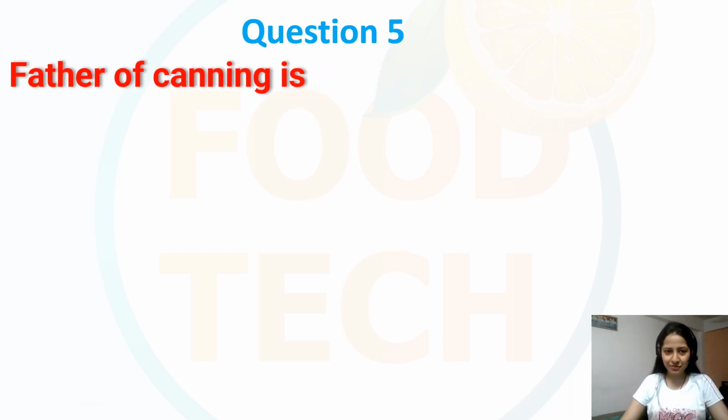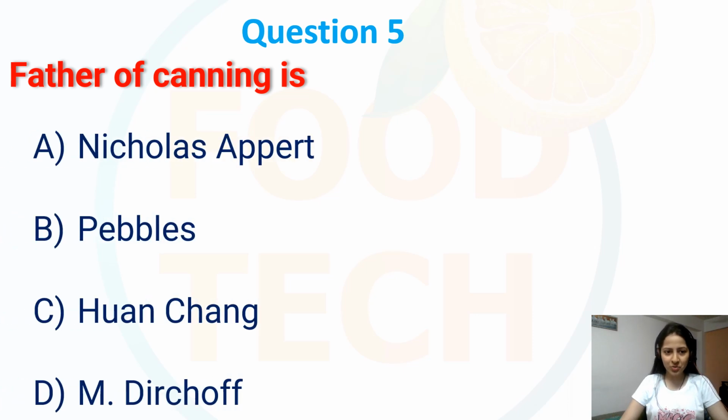Next, question number 5. Father of canning is, so my options are Nicolas Appert, Pablos, Huang Chang or Amdirchov. The father of canning is option A, Nicolas Appert. He was a French chef as well as a confectioner who invented the method of preserving food by sealing it in an airtight container in the early 19th century. His work laid the foundation for modern food preservation, and that is why he earned the name father of canning. So option A is my correct option.